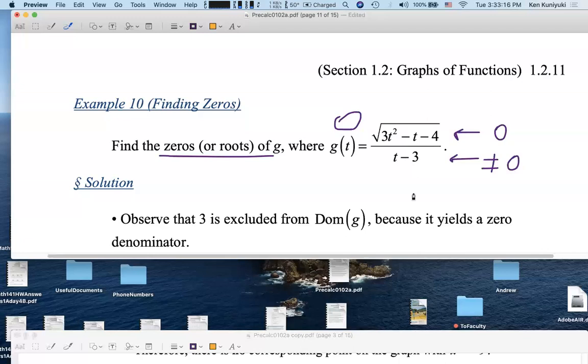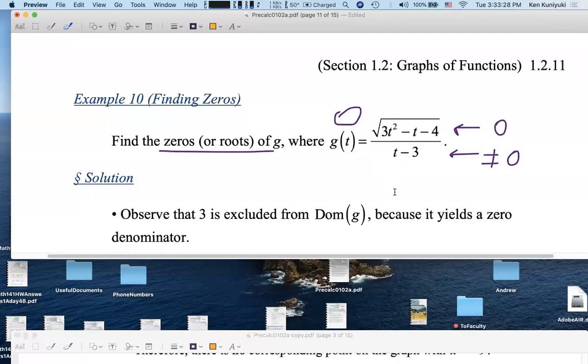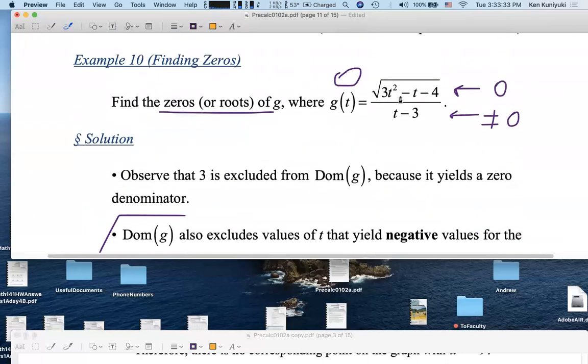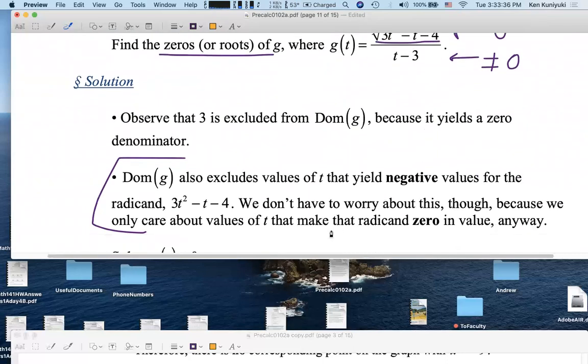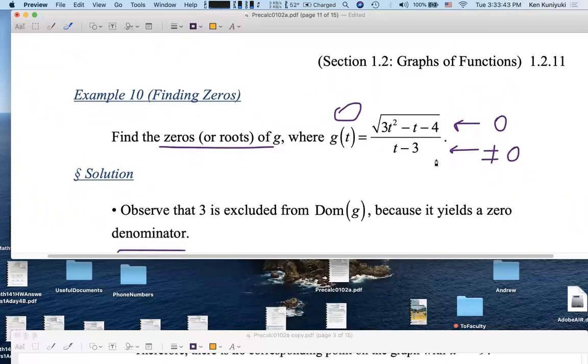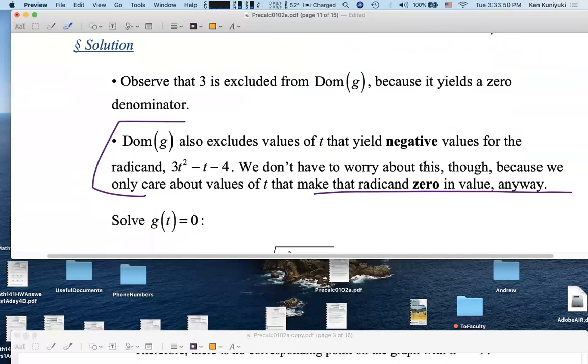Now, actually, if we had a square root or fourth root down here, we might be a bit more worried. But no, the radical's on top. And again, even though the domain of g excludes values of t that yield negative values for this radicand, we don't care about those values anyway. We only care about the values of t that make the radicand 0 anyway. All right, bottom line. We care about the real values of t that will make the top equal to 0, but not the bottom.